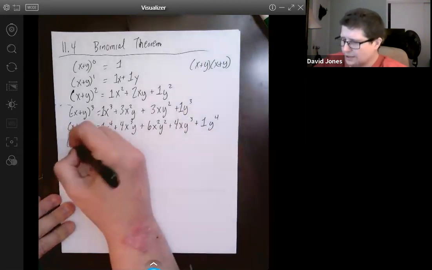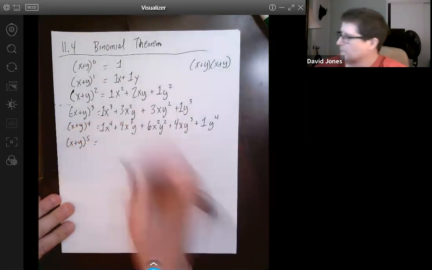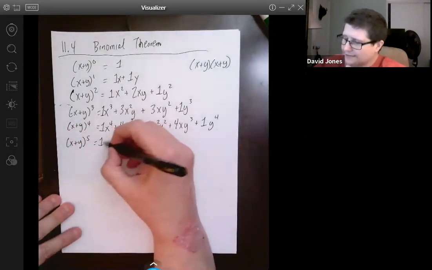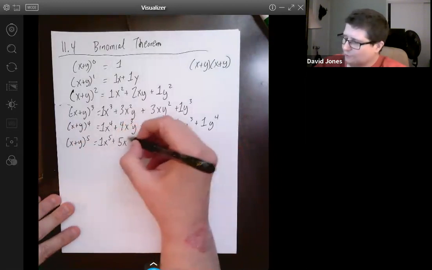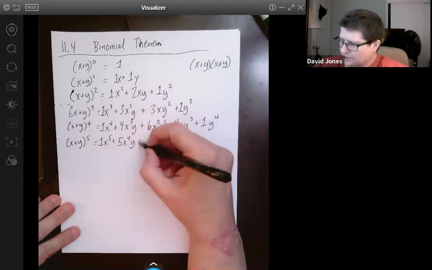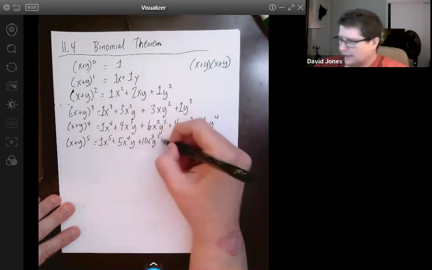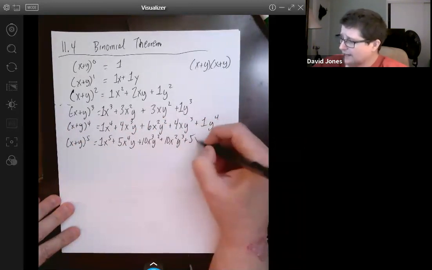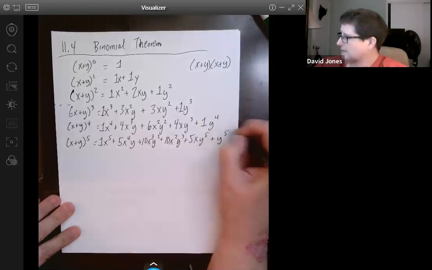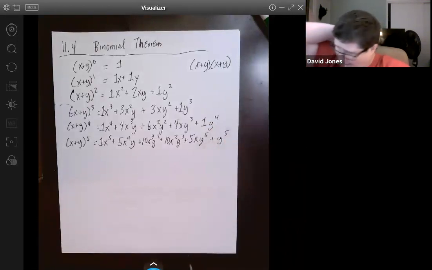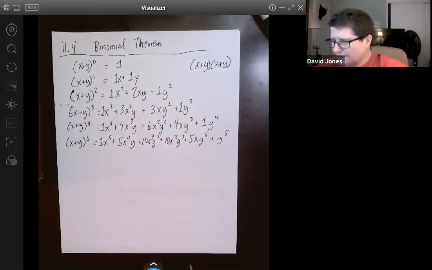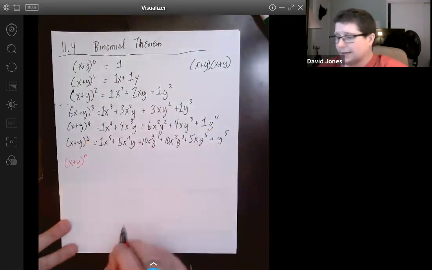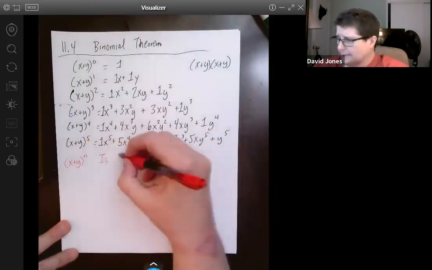And why not? Let's go to x plus y to the 5th power. We've got 1x to the 5th. Then we've got 5x to the 4th y. And then there's a 10x cubed y squared, a 10x squared y cubed, a 5x y to the 4th, and a y to the 5th. Now, if I call this n, what I'm looking at is, is there a shortcut for x plus y to the n? Is there a shortcut?